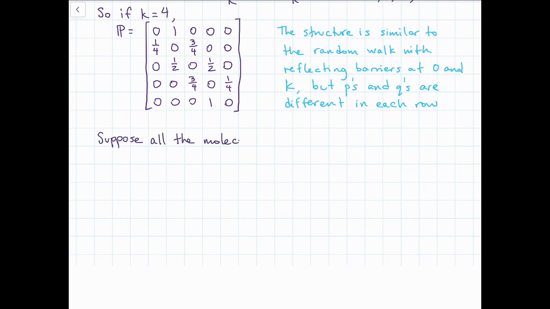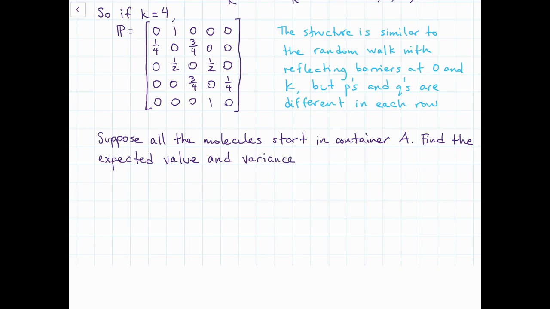All right, in this situation, suppose that all the molecules start in container A. I want to find the expected value and the variance of the number of molecules in container A after 4 steps. So give that a little bit of thought, see if you can figure out what information we would need to be able to calculate this, and see if you can give it a try. It might be helpful to have some matrix calculating software handy.